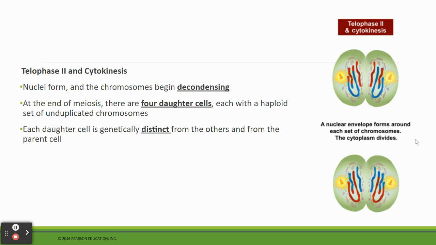And then we get telophase and cytokinesis happening again. The nuclei are going to form, and the chromosomes start to decondense. At the end of meiosis, we should get 4 daughter cells, each with a haploid set of unduplicated chromosomes. So 4 new daughter cells that are haploid, and they are genetically distinct from each other. They are not identical because we did crossing over, right? So we now have different types of chromosomes in each set.